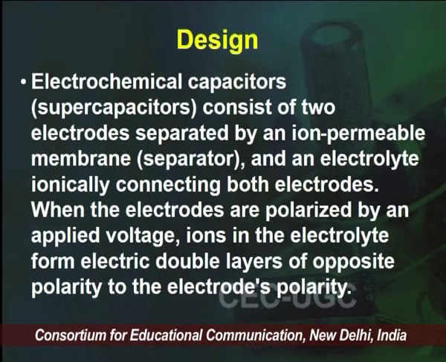Now, the next topic is how we design the supercapacitor, also known as the electrochemical capacitor. As we have seen in the diagram, it has two electrodes, and these two electrodes are separated by an ion permeable membrane, the separator. An electrolyte ionically connects both electrodes, meaning we connect the electrolyte with the electrodes, and in between we have a membrane.